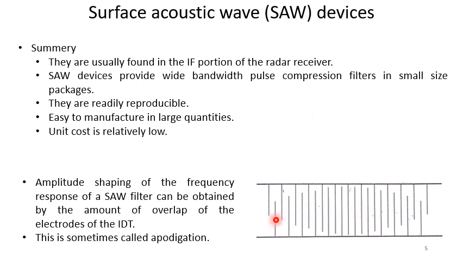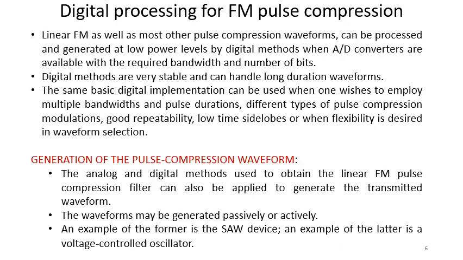Now, amplitude shaping of the frequency response of a SAW filter can be obtained by the amount of overlap of the electrodes of the IDT. So right here the overlap is smaller, here the overlap is larger. This is sometimes called apodization.